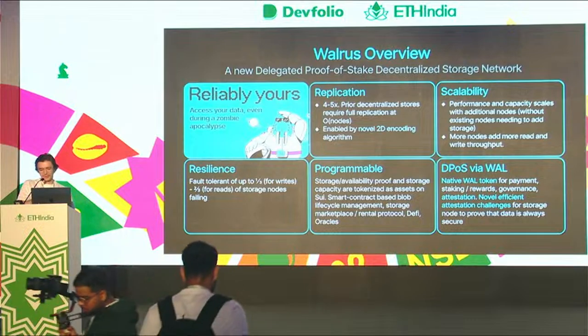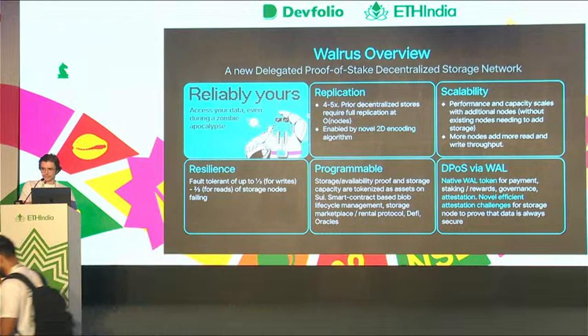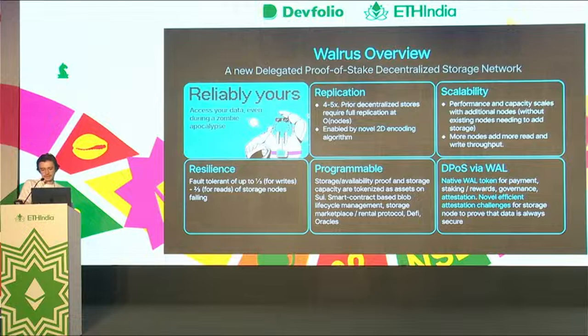on. So Walrus is built with a lot of lessons learned from previous decentralized storage networks, and I'm going to show you some of the benefits that are unique to Walrus. So replication: when users store data on Walrus, the data is replicated 4 to 5 times. So for example, if you want to store 1 gigabyte, the network itself uses 4 to 5 gigabytes worth of storage. And this may seem like a lot, but most prior decentralized stores require full replication.